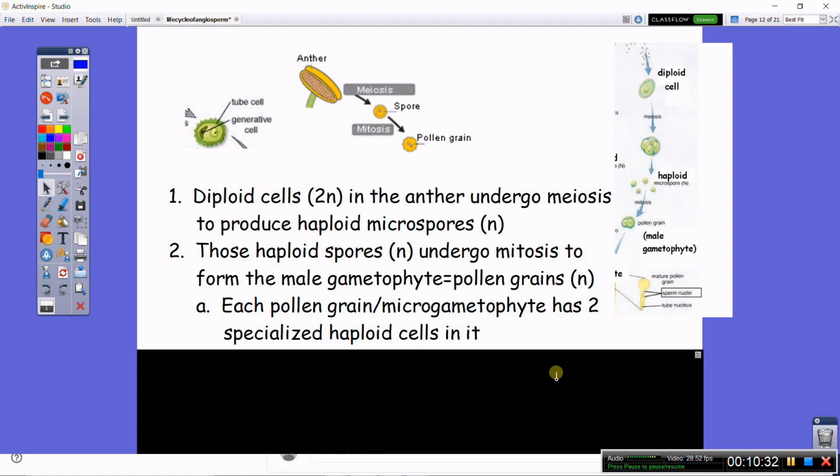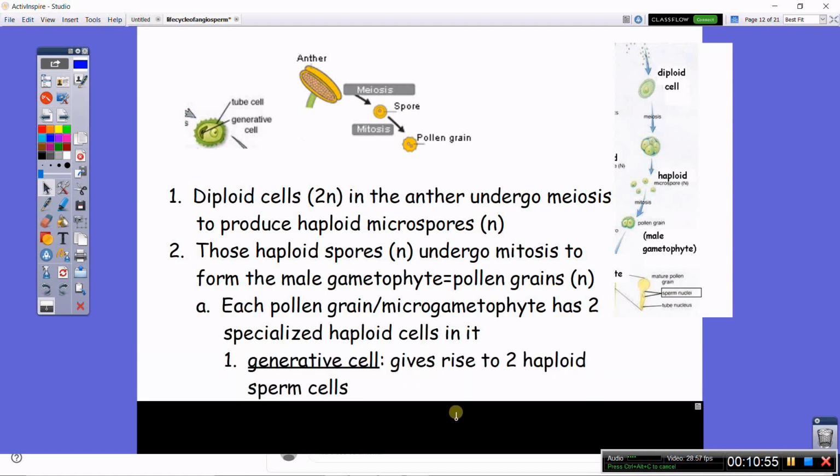And so each pollen grain or microgametophyte has two specialized haploid cells in it. Now this is really important. Remember I told you that the one thing that's going to make the angiosperm life cycle super different from the gymnosperm life cycle is this double fertilization aspect. And so these two cells here are going to help with that. So first is called a generative cell. So these are basically the two different kinds of cells that are produced from the pollen grain.